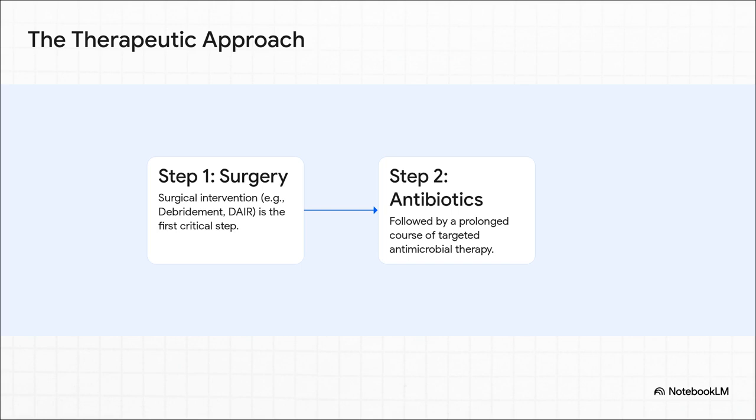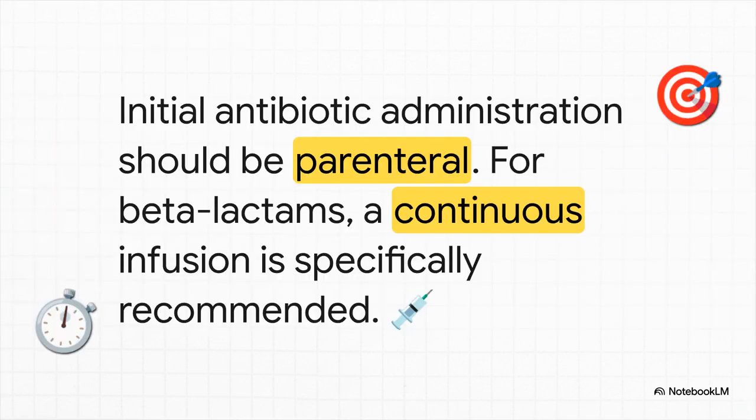Step 1 is surgery. That's non-negotiable. You got to get in there, clean out all the infected tissue. That's debridement. For prosthetics, you might use a strategy called DAIR, which is debridement, antibiotics, and implant retention. Then, hot on its heels, comes step 2, a long, sustained course of the right antibiotics to wipe out whatever is left.